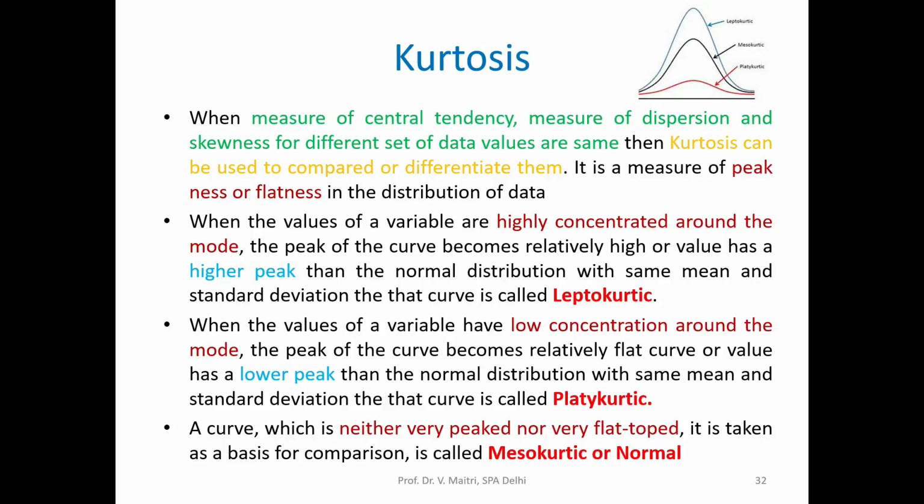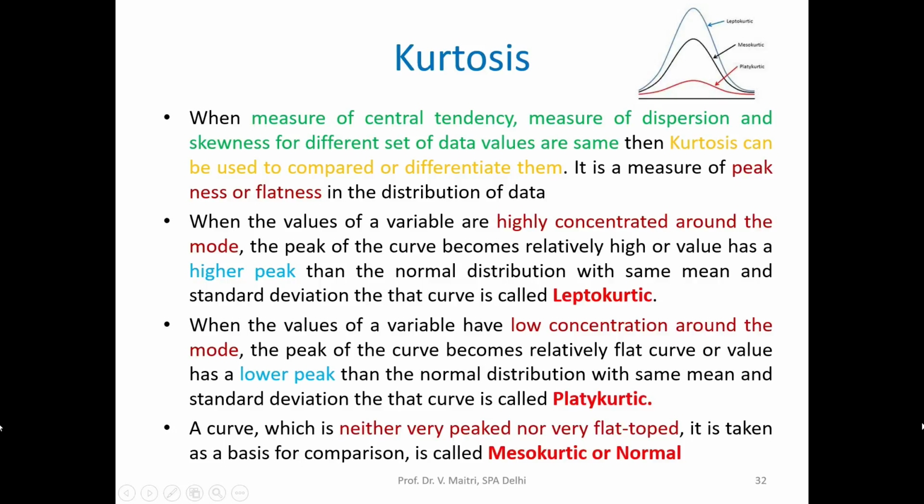Next one is kurtosis. This is the last measure which we are going to discuss. We have seen examples where central tendency, measure of dispersion and skewness are the same. Skewness same, central tendency same, dispersion same. So what is kurtosis? Kurtosis refers to the peak. This is one peak, second peak and third peak. So this is the difference between the curves.